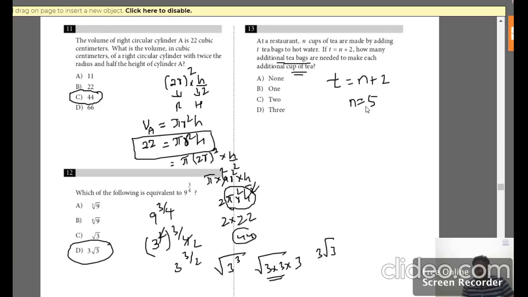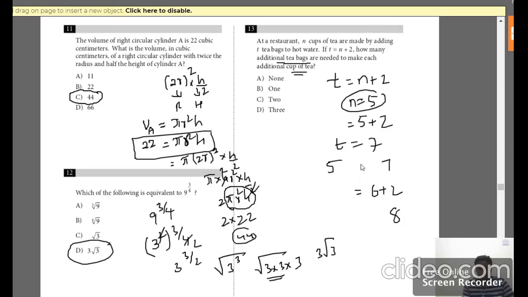You can take any number. I'm just starting with 5. So if I take n as 5, how many tea bags are required? 7. So for 5, it is 7. Let us increase 5 to 6. If it has to be 6, then 6 plus 2 will give me 8.